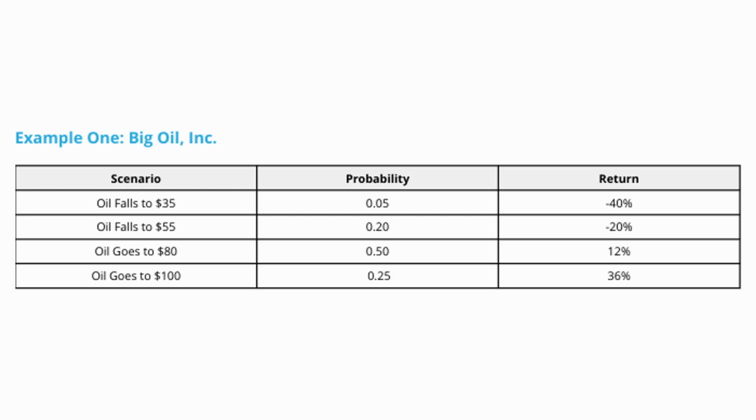This probability distribution is telling us that there's a 5% chance we'll lose 40% of our investment over the next year, a 20% chance we'll lose 20% of our investment over the next year, and so on. Note that for any probability distribution you use to get expected return and standard deviation, your probabilities have to sum to 1.